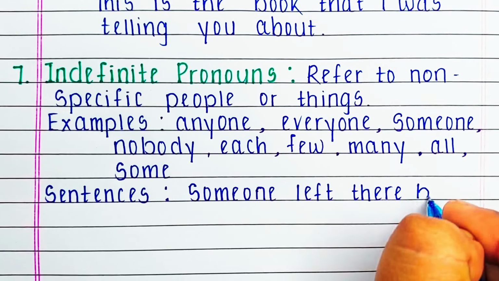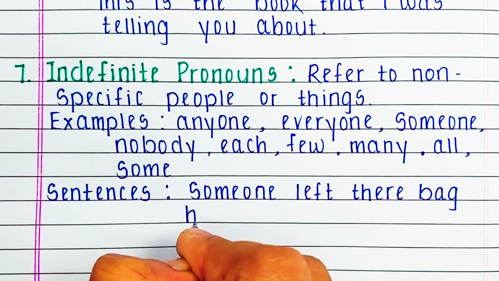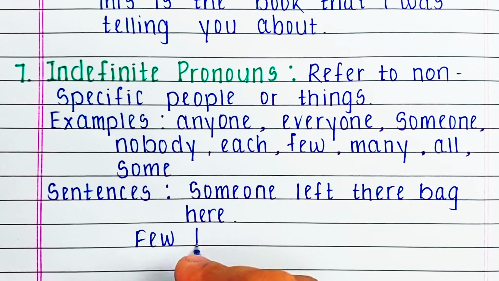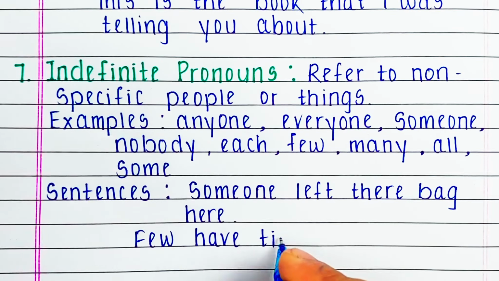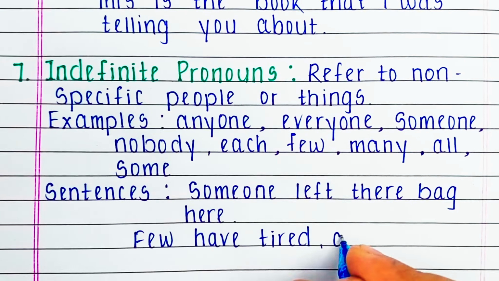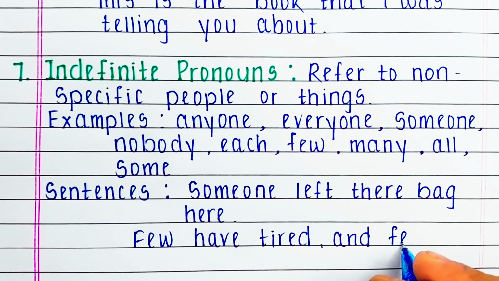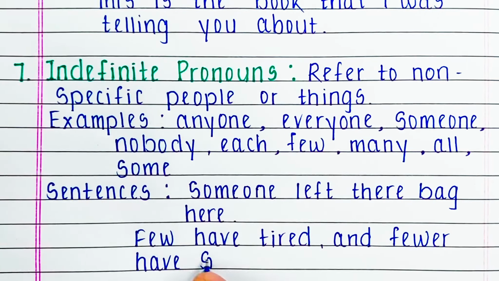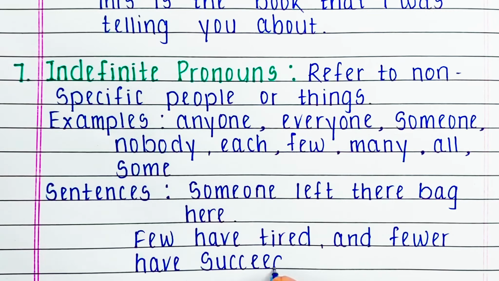Example number 1. Someone left their bag here. Here, someone is the indefinite pronoun. Next example is, few have tried and fewer have succeeded. Here, few is the indefinite pronoun.